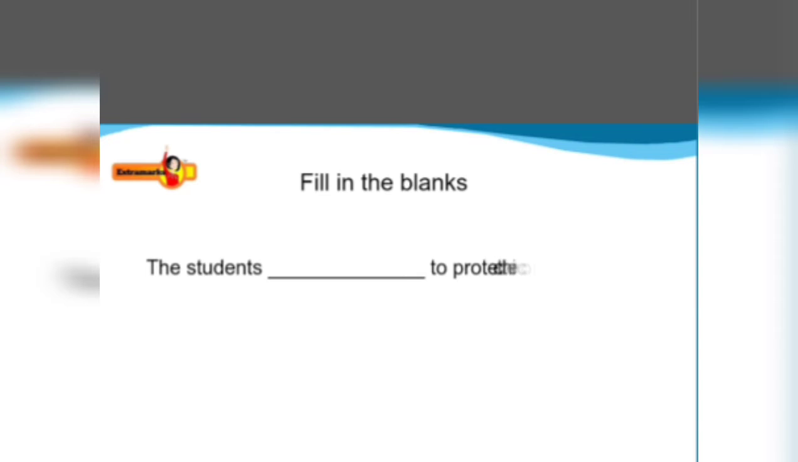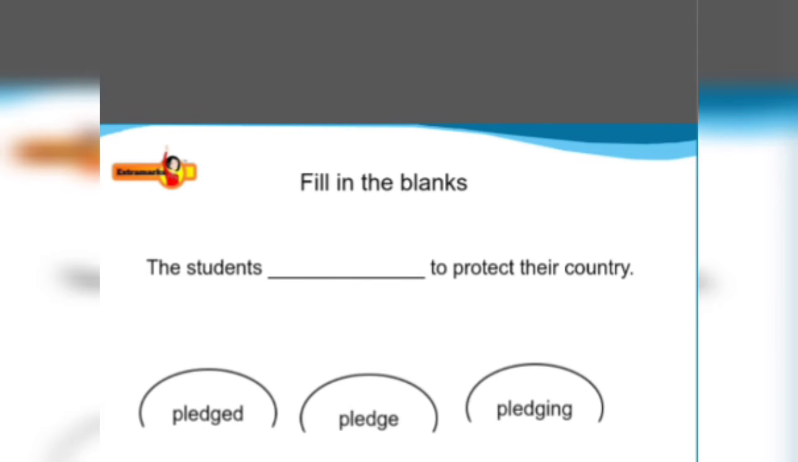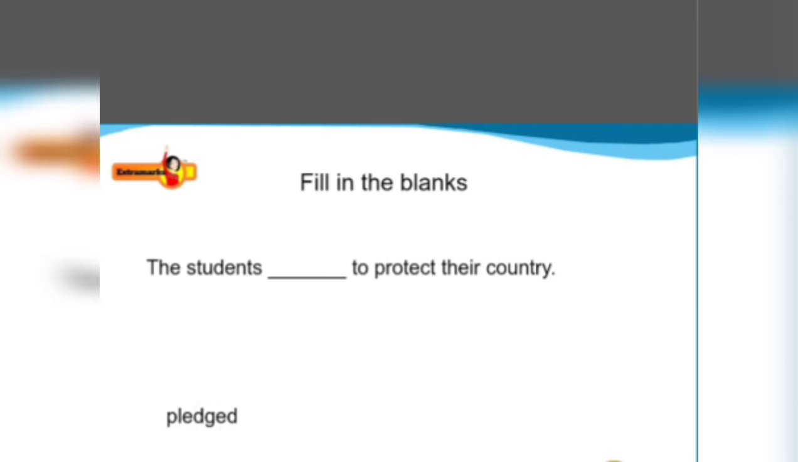Let's do some exercises. Fill in the blanks with the correct form of past tense. The students dash to protect their country. Choose from pledged, pledge or pledging. Good work! The students pledged to protect their country. Now try the next one.